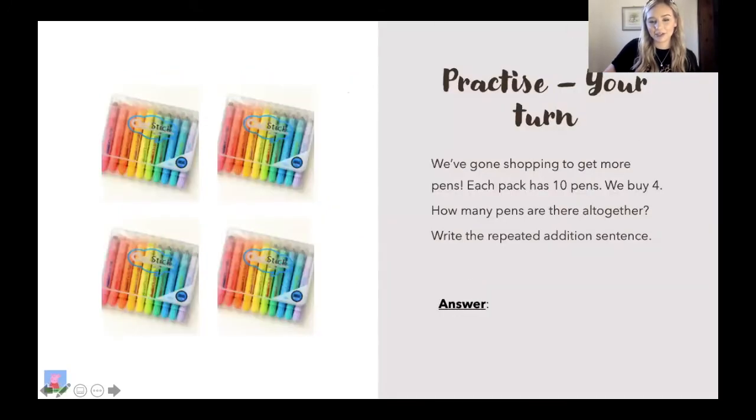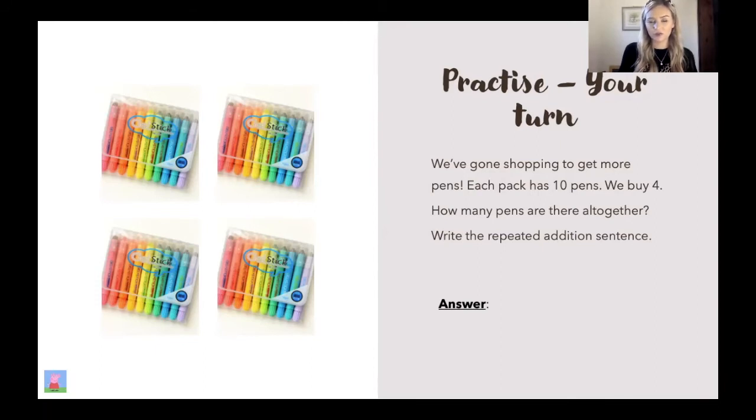Here is another practice for you. It says, we've gone shopping to get more pens. Each pack has got 10 pens inside. We buy 4 of them. How many pens are there all together? Write the repeated addition sentence.